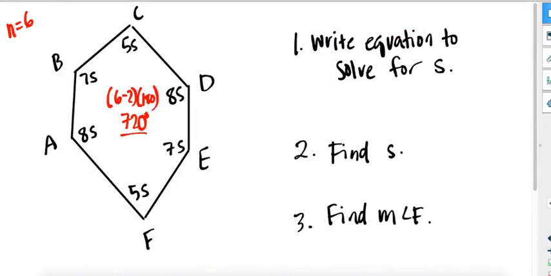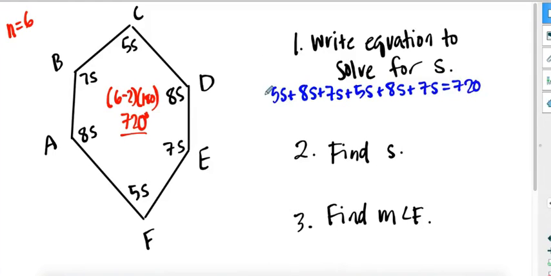So on the test, when it says write an equation, you're just simply going to say 5s plus 8s plus 7s plus 5s, 8s, 7s, all of these added together is going to give us 720 degrees. So that's what I would want to see for your equation. I'll give you guys a little bit more time to solve for s and to find F.